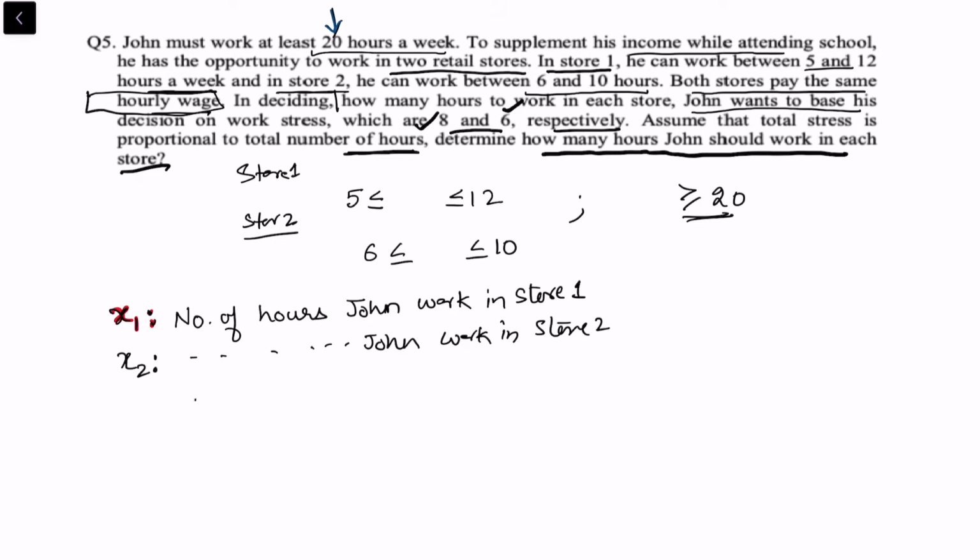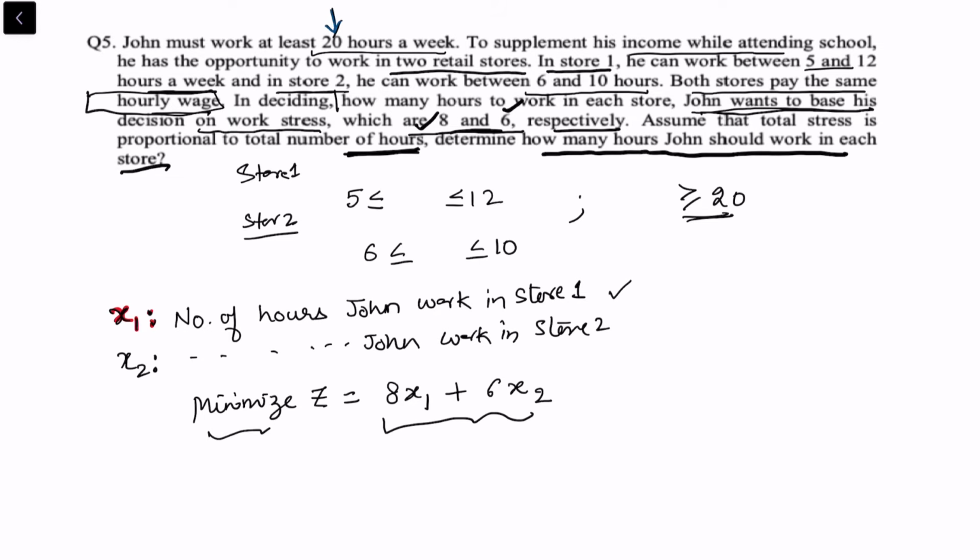So let's talk about the objective function. Now the objective function is minimization. Why minimize? Because you want to reduce the stress. John wants to base his decision on work stress, which are 8 and 6, and these are proportional to the number of hours. So the more hours he is working, the more stress he is getting. So we want to reduce the stress. So here you want to minimize 8 times x1, where x1 is the number of hours John works in store 1, plus 6 times x2. Because it is proportional, if we decrease this quantity proportionally, our objective function will decrease.